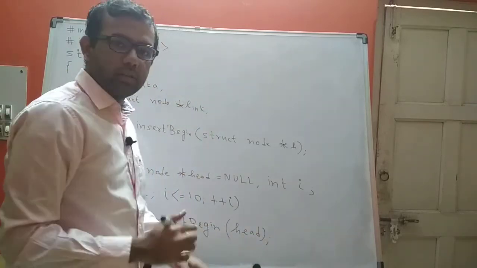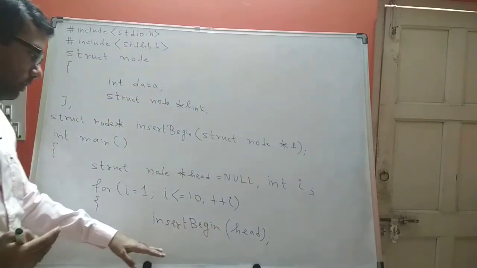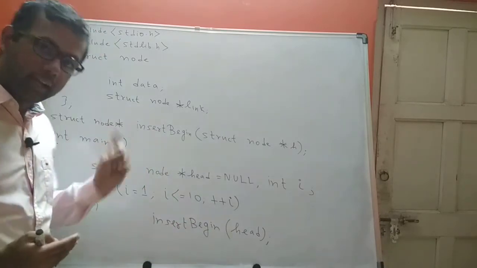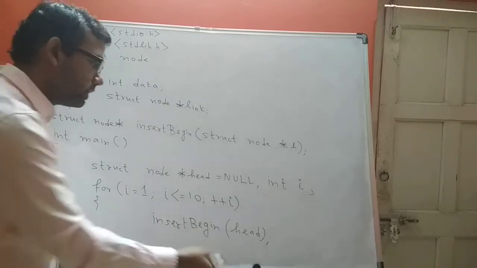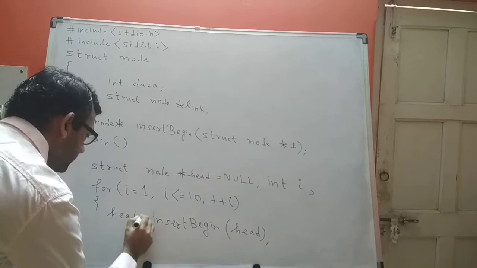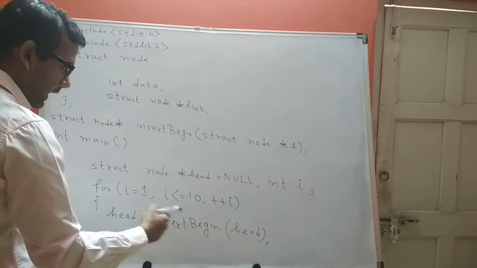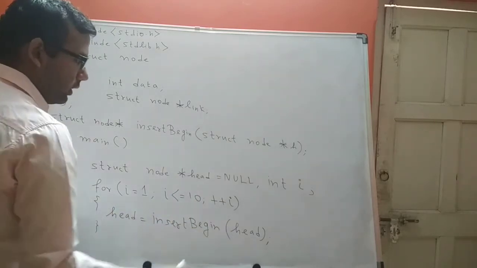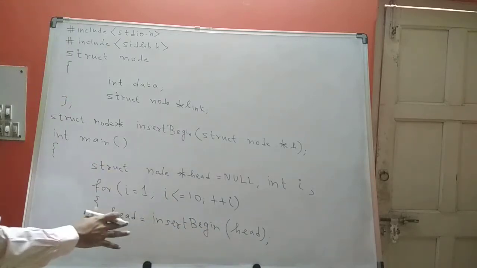Now this function will make the necessary modifications on the linked list that I have passed as an argument. And since I want those modifications to be reflected back in my original linked list, I want the return value of this function to be stored in head itself. So I'll say head to capture the return value. This loop will run 10 times, and for every iteration of the loop, this function will be called and my linked list will be created. So this will bring an end to my main method.